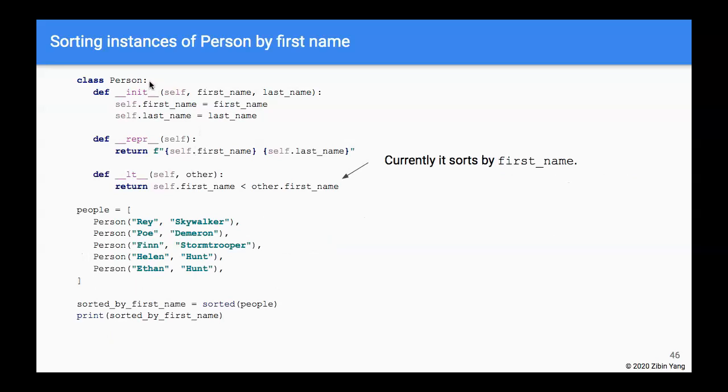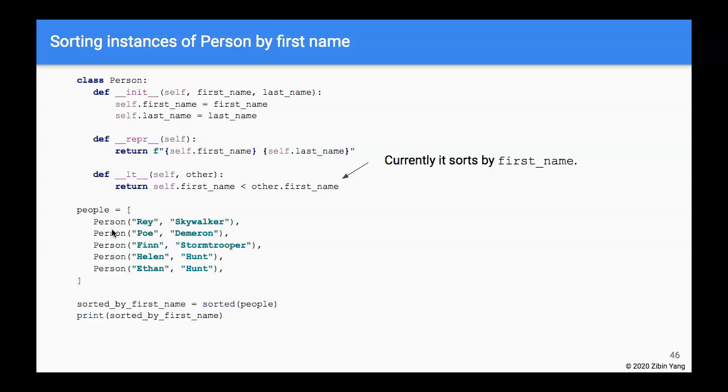Now, here is a simple person class. It just has two attributes, first name and last name, and we define the dunder LT method. When we talk about operator overloading, we know that if we define the dunder LT method, then we can compare two instances of the person class. In this case, the dunder LT just compares the first name attribute. One instance of person is less, quote unquote, than the other instance if the first name is less than the other's first name in alphabetical order.